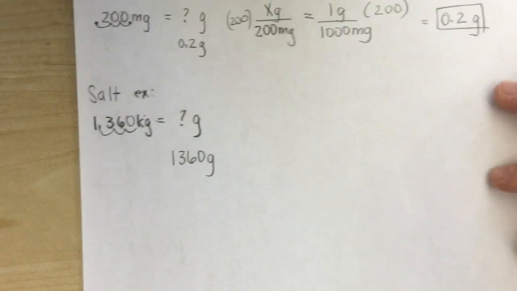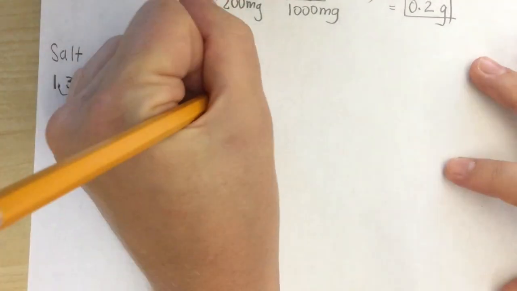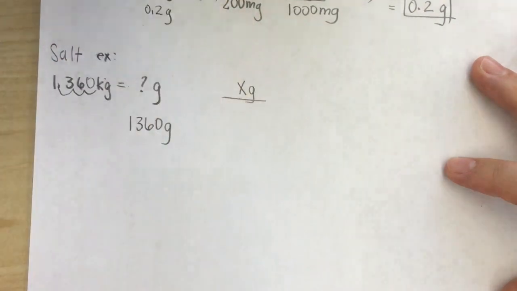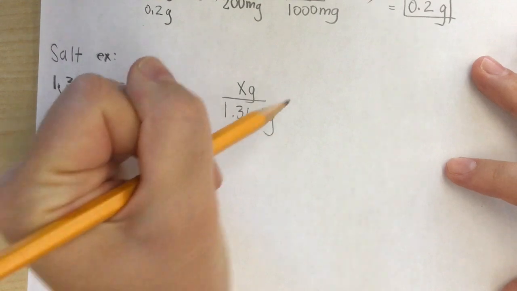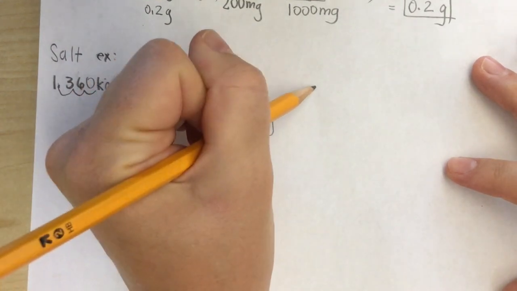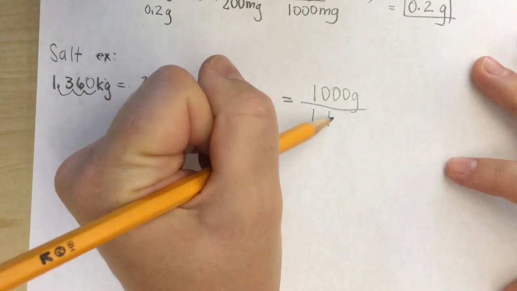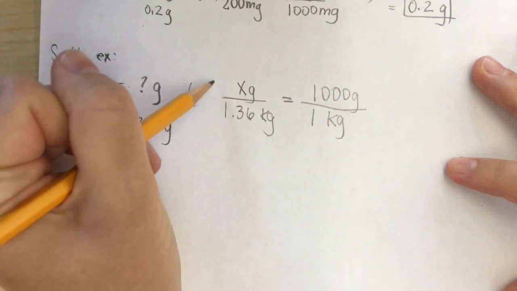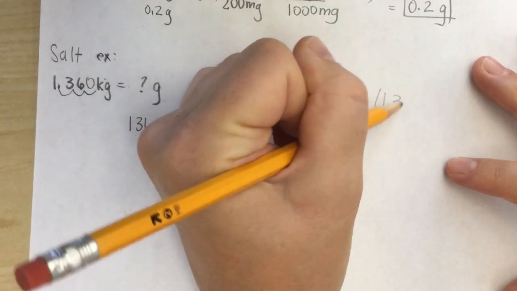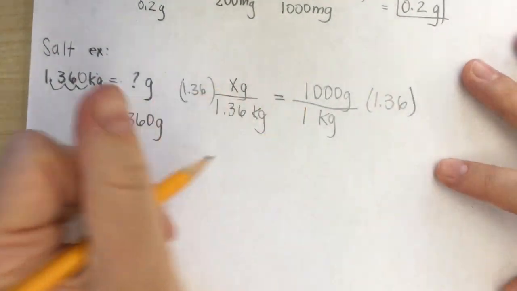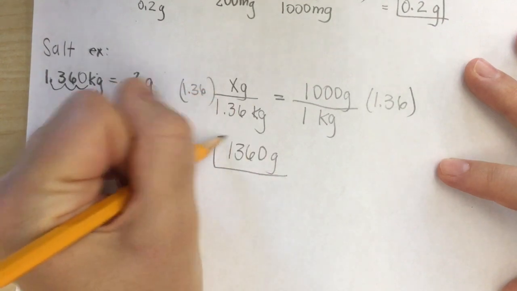The other way we can do this is to set up a proportion, just like we did with our ibuprofen. So x grams over 1.36 kilograms is equal to 1,000 grams over 1 kilogram. We can multiply our 1.36 onto the other side, and again we'll end up with 1,360 grams.